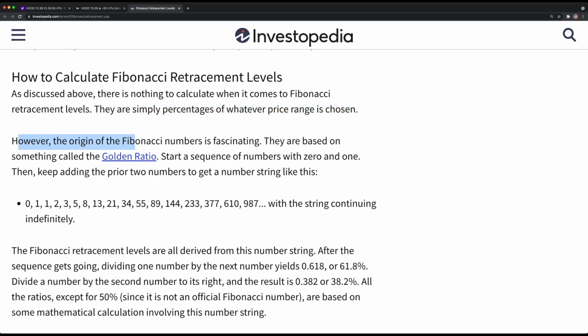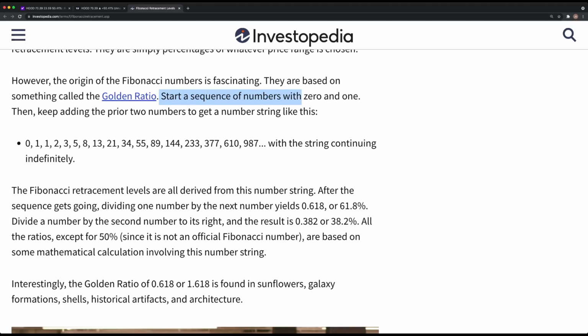However, the origin of Fibonacci numbers is fascinating. They are based on something called the golden ratio. Start a sequence of numbers with 0 and 1, then keep adding the prior two numbers to get a number string like this: 0, 1, 1, 2, 3, 5, 8, 13, 21, 34, 55, 89, and so on. The Fibonacci retracement levels are all derived from this number string.